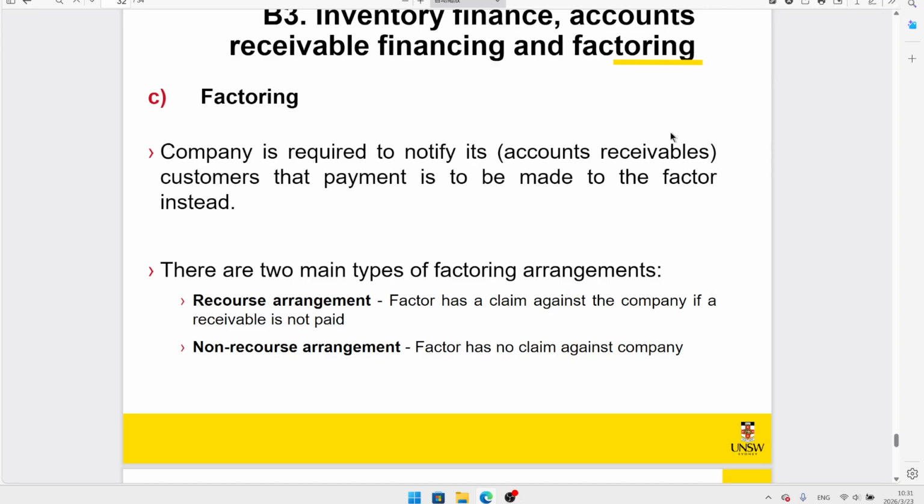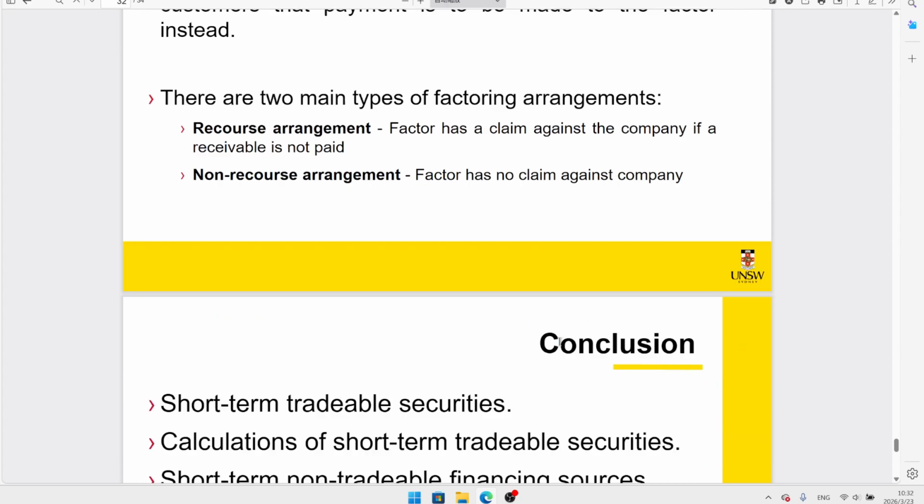Recourse factoring has a claim against the company if the receivable is not paid. Actually, the discount of the factor will be much higher if the arrangement is the non-recourse arrangement. I said recourse arrangement because most of the money can be secured.